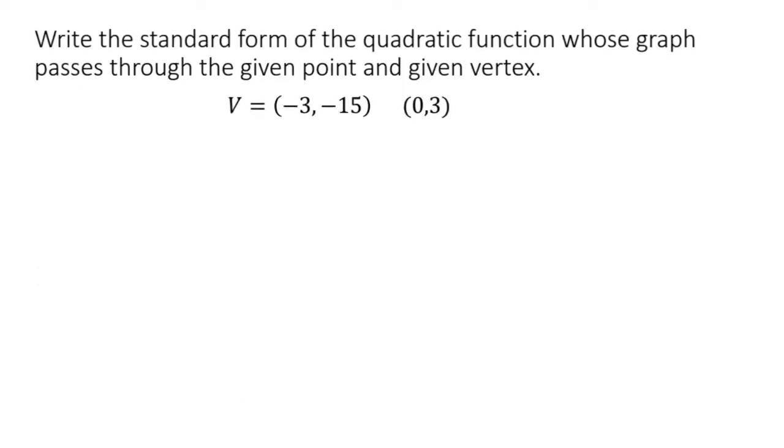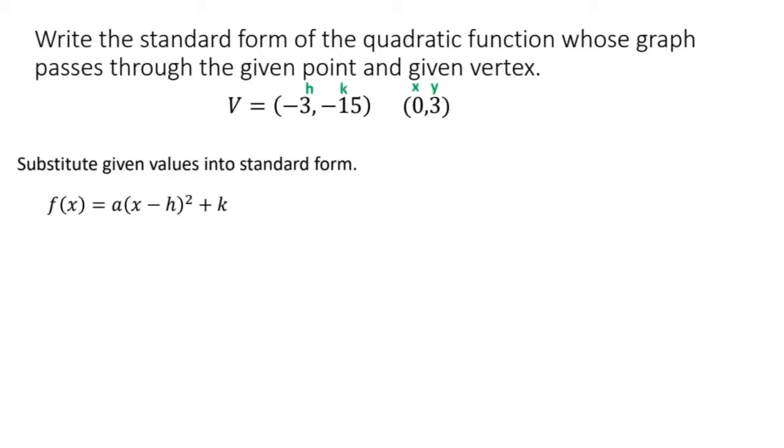All right, let's look at another example. Write the standard form of the quadratic function whose graph passes through the given point with a given vertex. Again, this is a very similar process. They're giving us a point that they want us to go through. So let's use our standard form of the quadratic equation and plug in these points. We have x is 0, y is 3. That's the point that they want the parabola to go through. So let's plug it in and simplify.